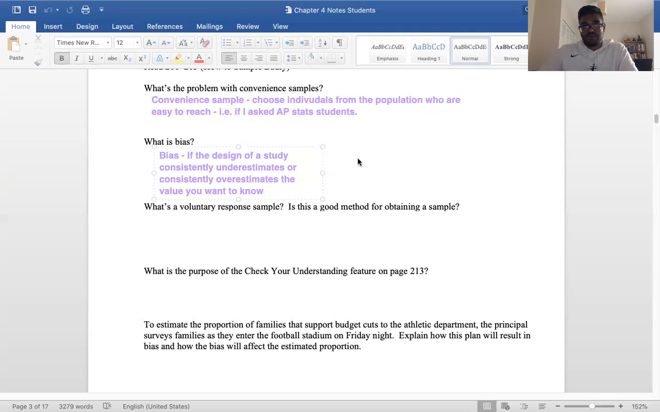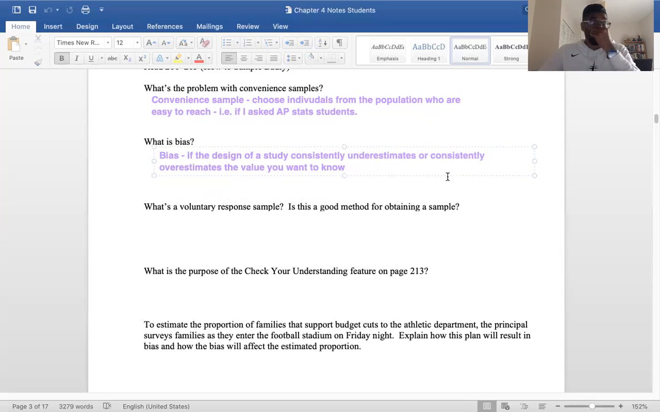So an example of this was if we're taking that same AP Stats students as my convenient sample, okay, and I was looking at GPA, for example, right? AP Stats students, you guys are going to have higher GPAs. We're going to overestimate the true GPA of Dexter High School as a whole because you guys are AP students. Okay, so that would be a form of bias.